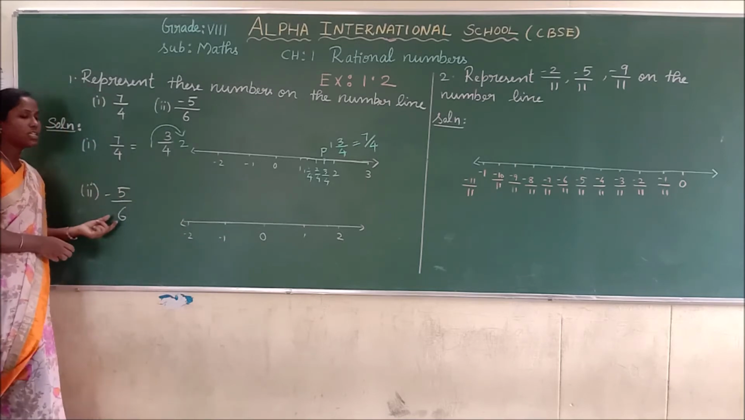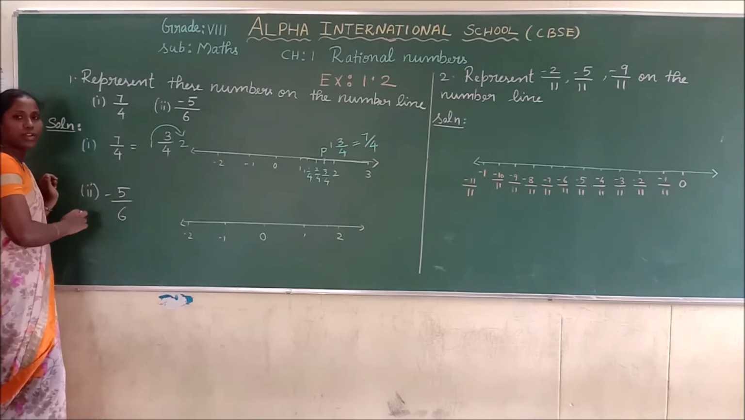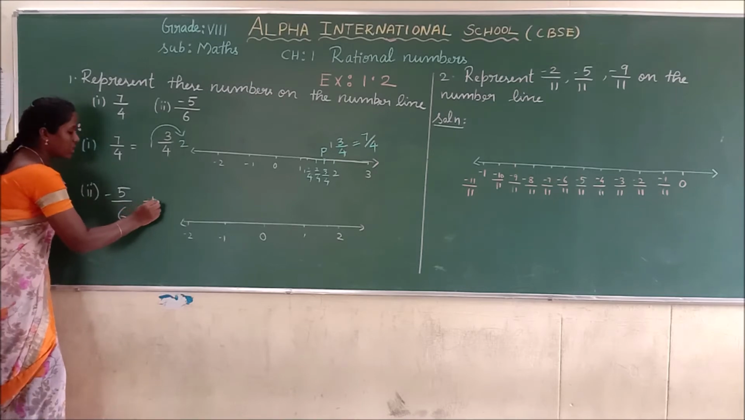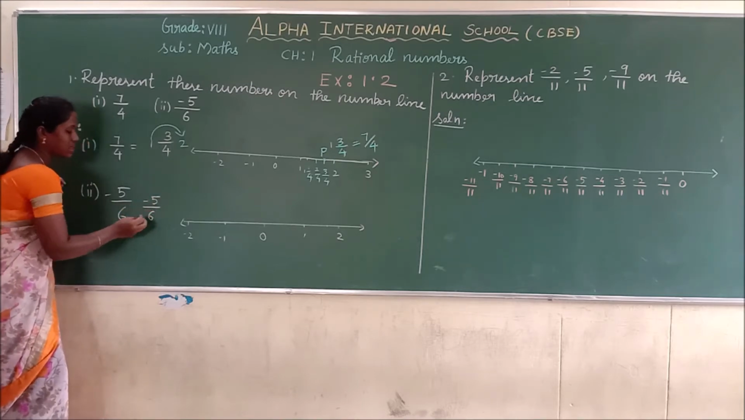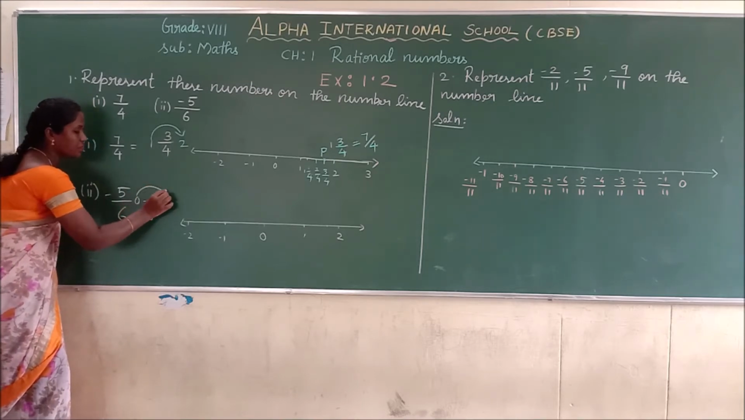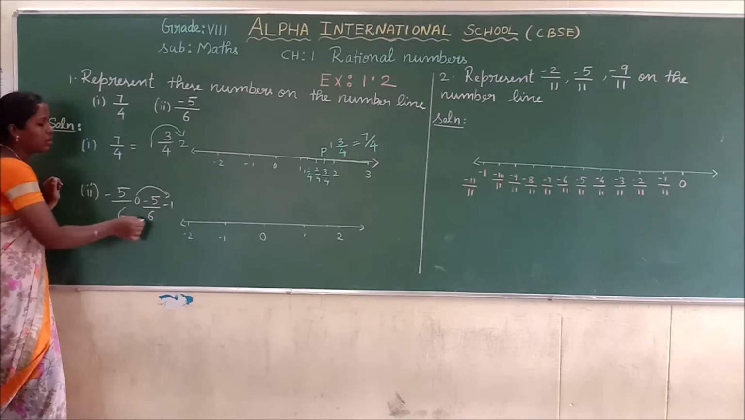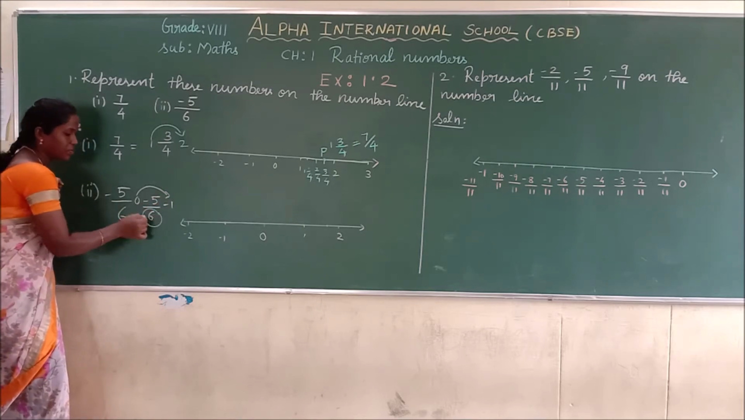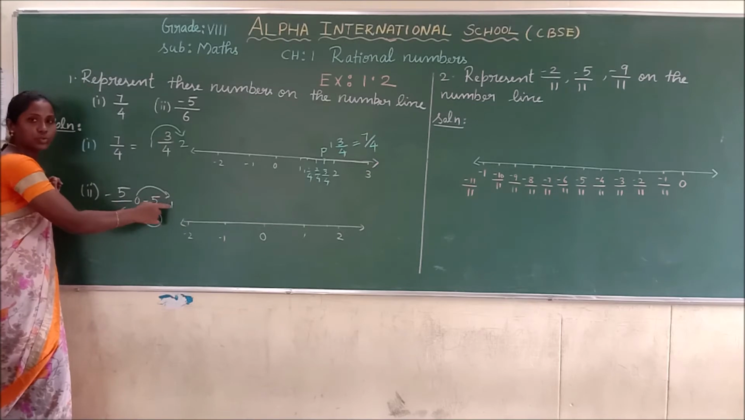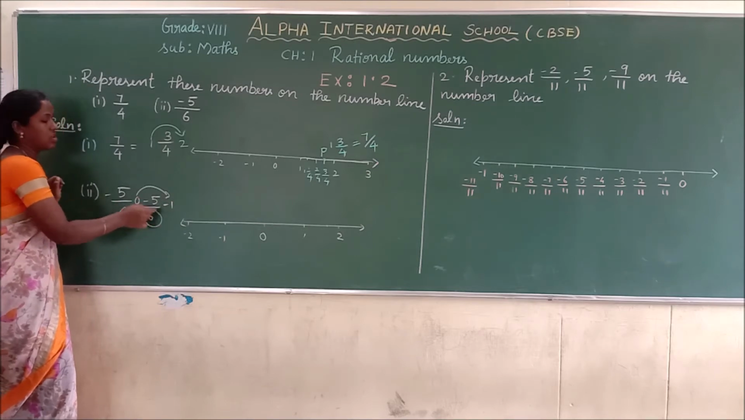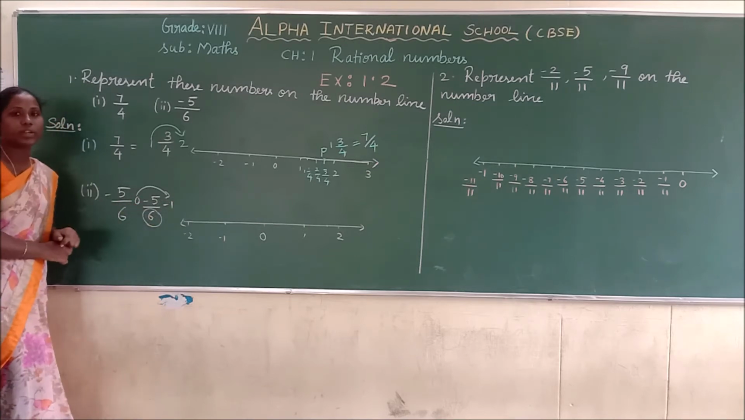It is minus 5 by 6, and look at the fraction. Minus 5 by 6 surely lies between 0 and minus 1. Look at the denominator here. Because it is a negative number, you should not take 0 to 1. It is 0 to minus 1. What is the denominator? 6.